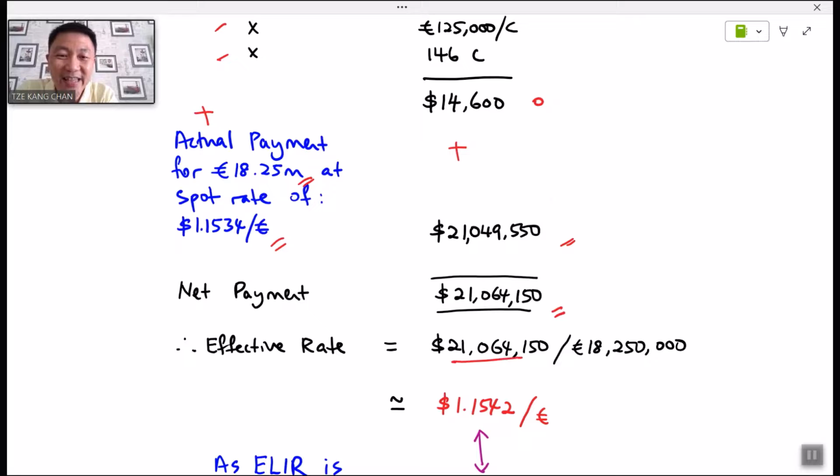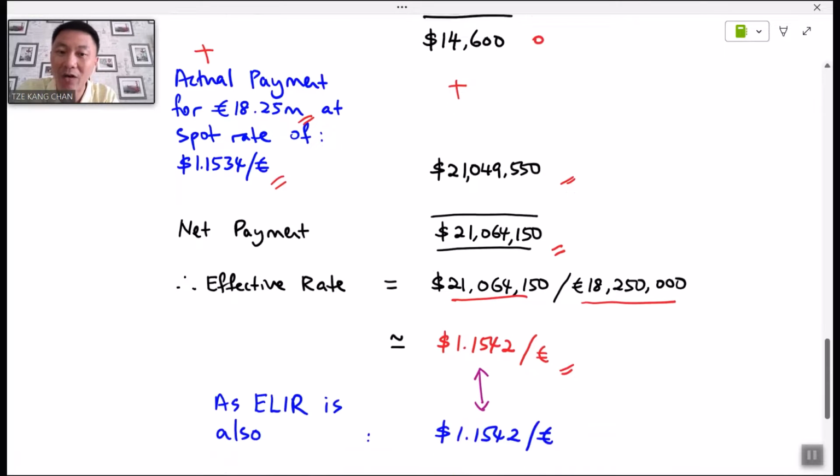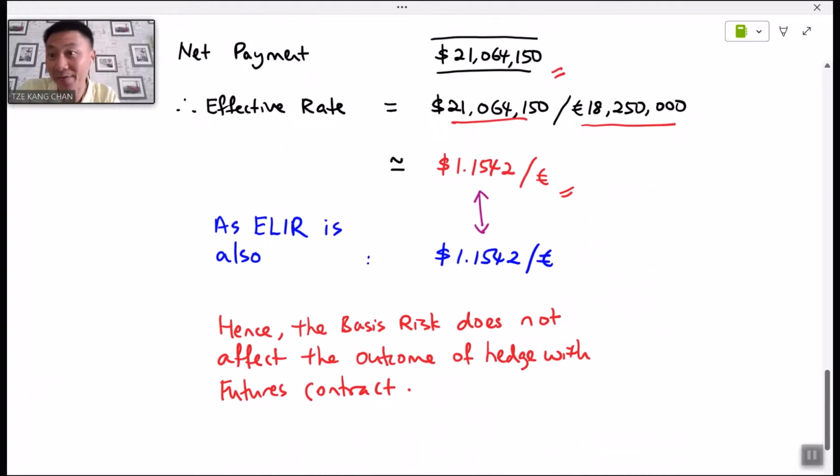Converting these amount of the payment in dollar based upon the transaction's value in euro, we worked out the actual rate, or we call the effective rate, of 1.1542 dollar per euro. And now you are comparing to the estimated lock-in rate. Guys, what do you notice? By chance, coincidentally, both rates are the same.